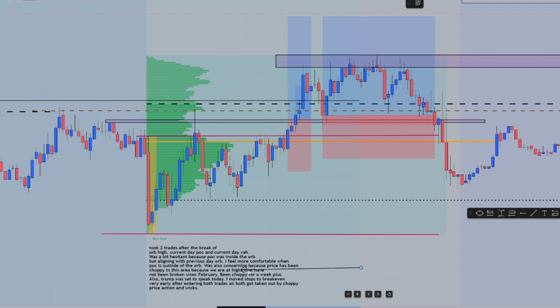I was also concerned because price has been choppy in this area, because we are at a high that has not been broken since February. If I was to zoom out, which I'm not going to do right now, this area right here in February, when Trump became president and started doing all these tariffs, price dropped tremendously. So this area that we've been in for the past couple of weeks is the price where everything was in February before everything tanked. We were at those highs, and it became very choppy. So if you've been getting killed in these markets the past 2 or 3 weeks, that's why. Price is trying to find a balance and acceptance at these higher levels. It's been choppy for a week plus.